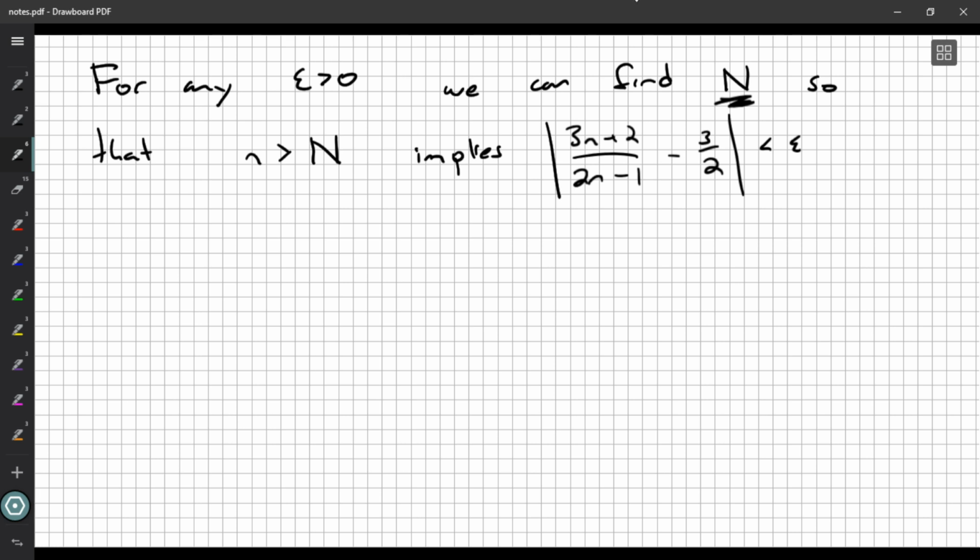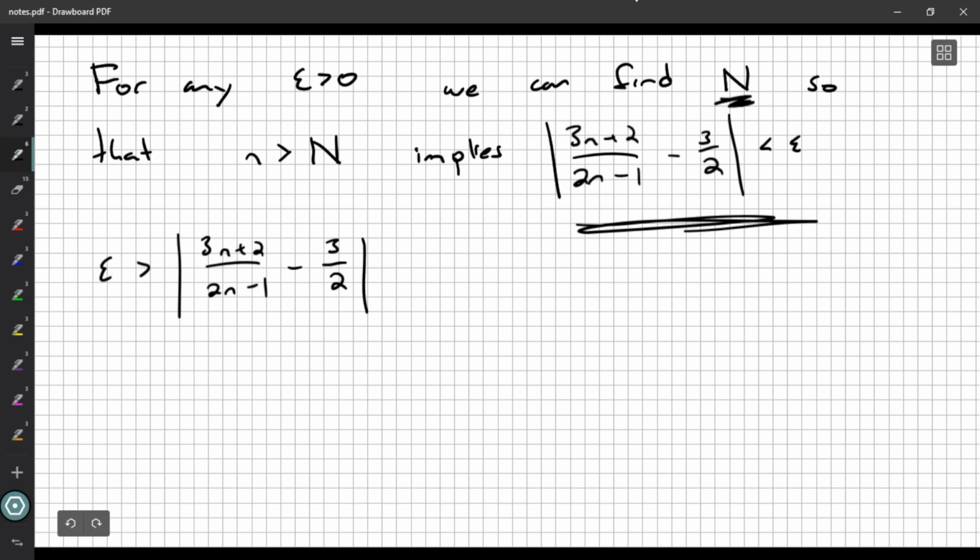Sometimes a good approach is to work backwards from what we want. We want epsilon to be greater than this. What could we do? Well, we could maybe write this so that we've got a common denominator. That might help. So we could get a common denominator of 2n - 1. How are we going to do that?